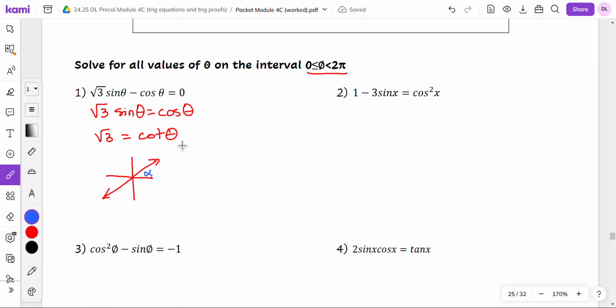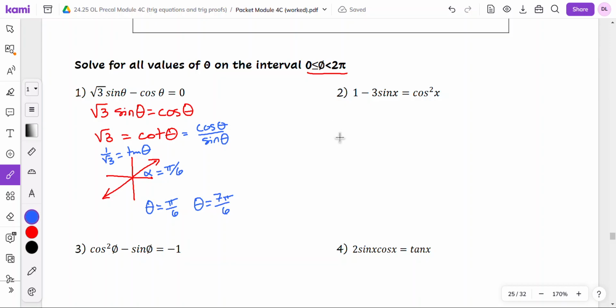My reference angle I need to figure out, and that can be figured out by knowing that 1 over the square root of 3 is going to be the tangent of theta. Of course, I could also say I know that the cosine of theta over sine of theta is the cotangent, and so the cosine ratio has root 3 at the top, so I know that my reference angle is pi over 6. And so the solutions here would be pi over 6 as well as 7 pi over 6.